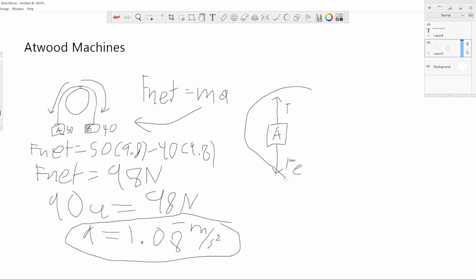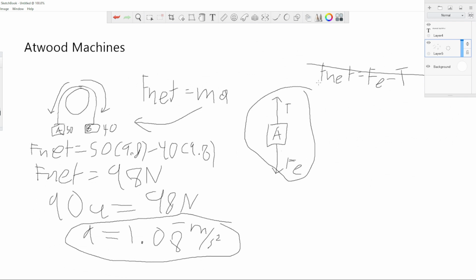And then you just do an F-net equation for this only. Don't look at this one over here. It's only F-net for this one. So you set your F-net equal to the force of Earth minus the tension force. I do it this way because since A weighs more, A is going to accelerate downwards, and B is going to accelerate upwards. And so I know FE is going to have more force than T, so I do it positive so I don't have to worry about pluses and minuses.